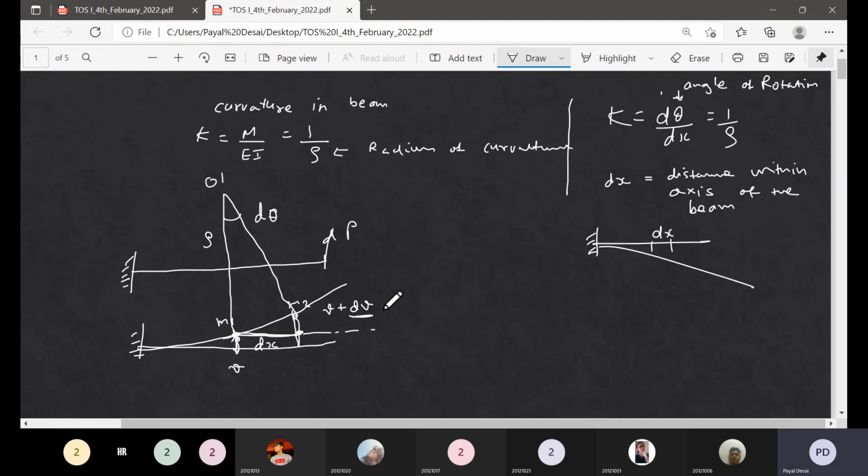But I can always write, if the angle between these normals is d theta, then the angle between the deflected curve and the horizontal, the angle between the perpendicular and the deflected shape, which is 90 degrees, is d theta between the two points. Then I can easily define that this angle is d theta.